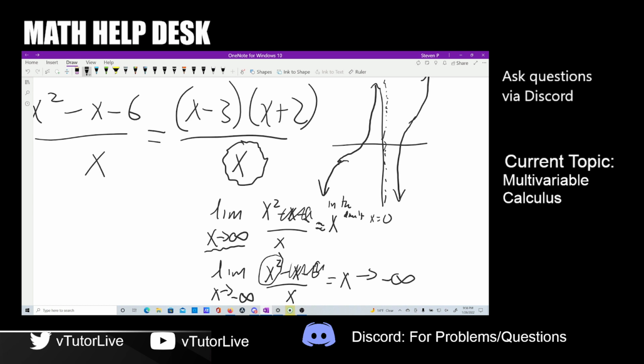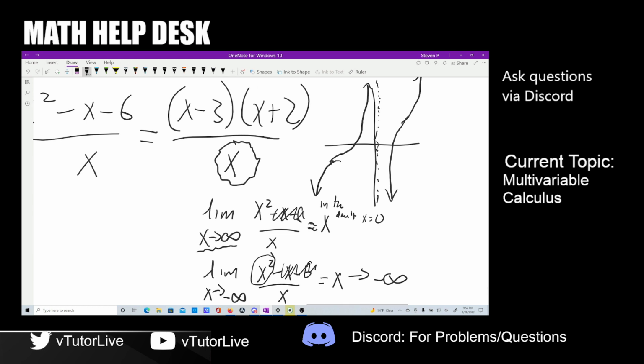But if the question is just asking you to find the vertical and horizontal asymptotes, I think I would just tell them that the only asymptote here is the vertical one at x is equal to 0. Seem reasonable?